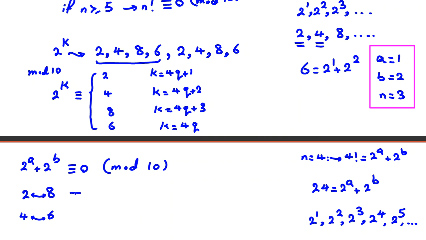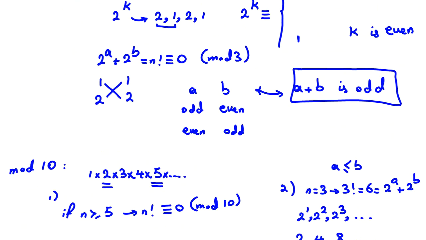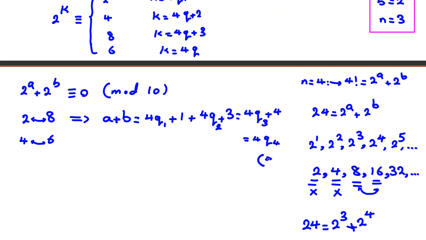Now, in this case, a plus b will be what? 2 is 4 times something plus 1, for example 4q1 plus 1 for one of them. And the other one, 8, is 4q2 plus 3. So 4q1 plus 4q2 becomes 4q3 plus 4, which is 4q4. But in the previous part, let me consider this one as a star. We proved a plus b is odd. But here a plus b is not odd. By star we reach a contradiction.